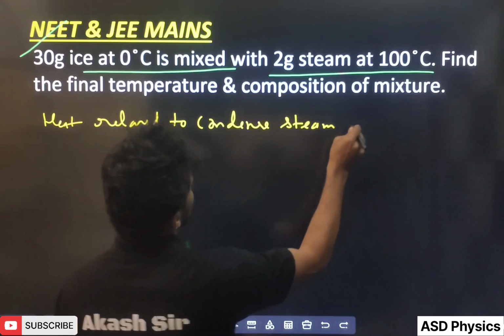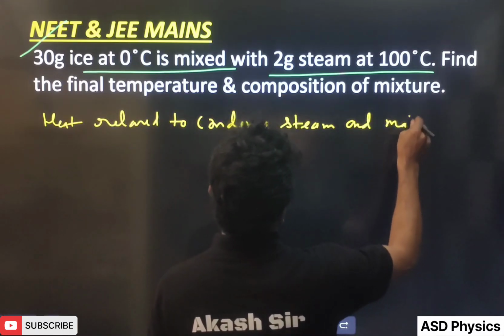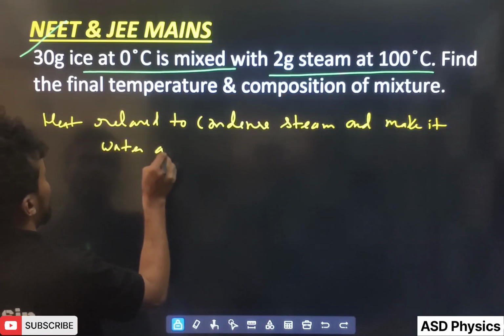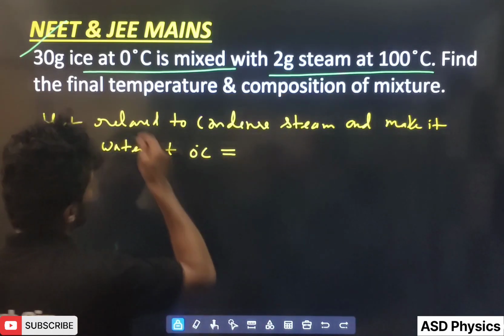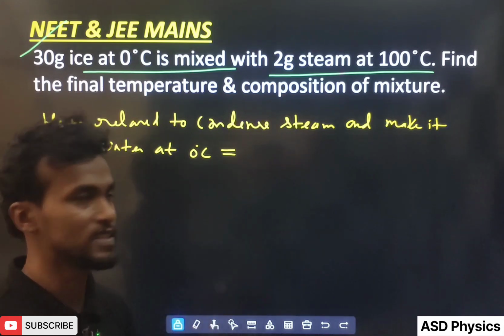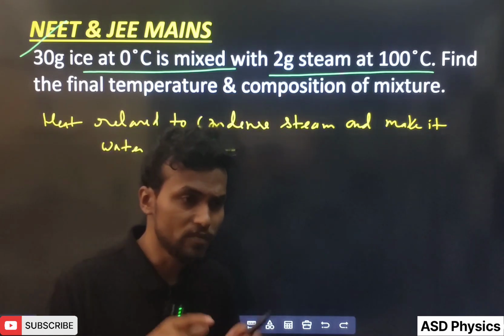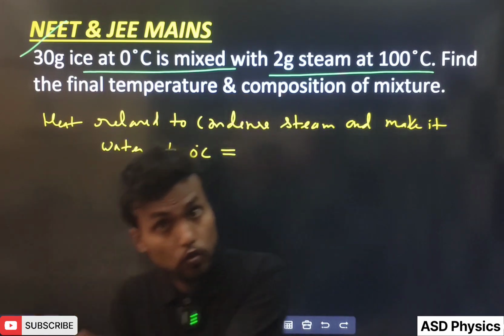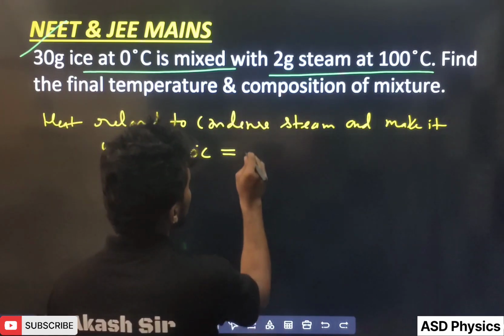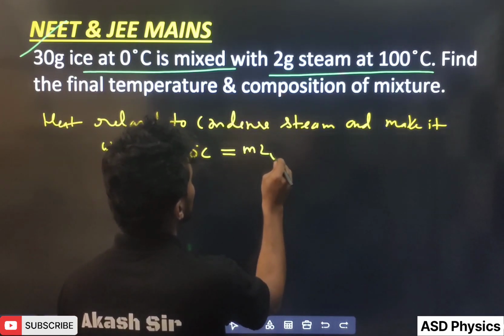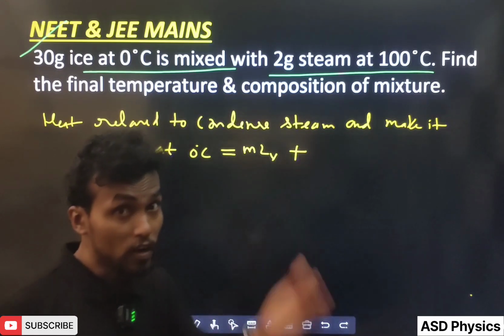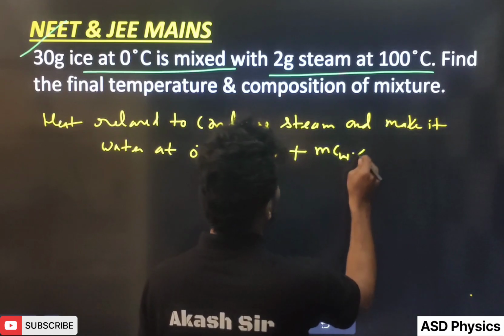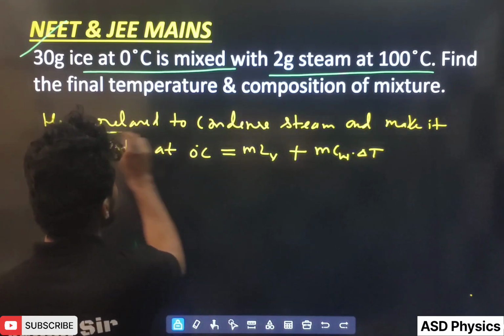Condense steam and make it water at 0 degrees Celsius. The amount of ice is more, so I have taken reference 0 degrees Celsius. Now think first, what will happen? Steam at 100 to water at 100, then water at 100 to water at 0. For steam 100 to water 100, we use the formula M into LV. Then for water 100 to water 0, we use the formula MCW delta T. This much heat will be released here.